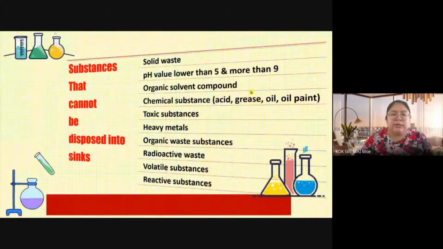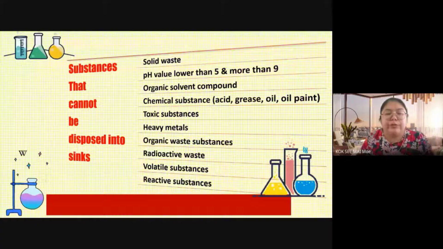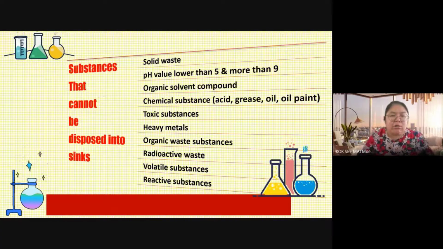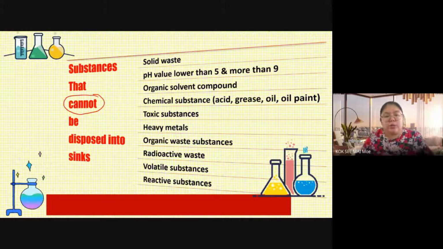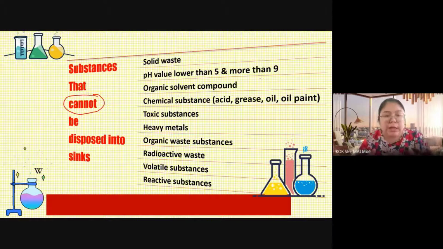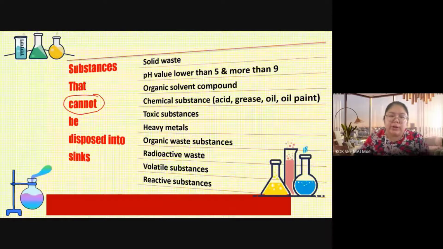Okay, now we're going to see the substances that cannot be disposed into the sink, and which we can throw and which we cannot throw. So the first one we are going to learn about is what cannot be thrown. First, solid waste. Normally it's solid, the big object. The hole is very small for your sink. If you throw a big object, how can it go down? So normally the solid ones we cannot throw. Okay, the solid one cannot be thrown.